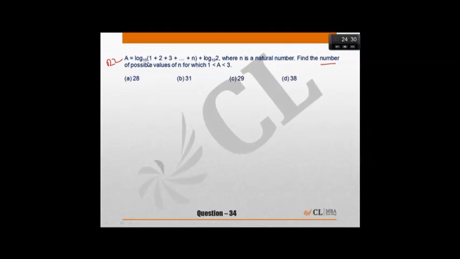Okay, the log question should be attempted. Now this is nothing but the sum of natural numbers and log 2. So A becomes log base 10 of 2 into the sum of natural numbers n into n plus 1 by 2. So this is nothing but log base 10 of n into n plus 1.